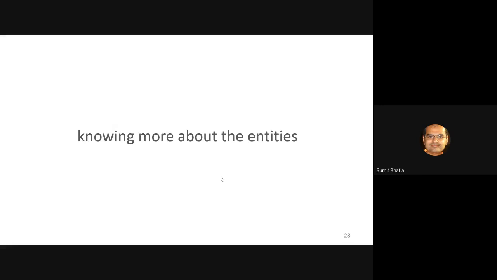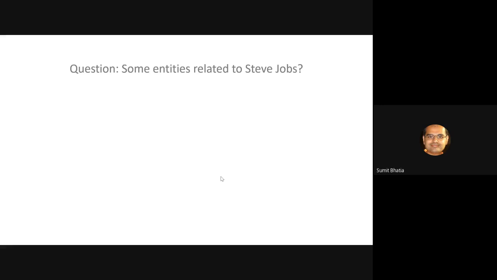So now, once we have done that, the next step is how do we find more information about the entities? Let's see what we mean by that. Let's say we figured out that the person was looking for Steve Jobs. Then the next question will be, what are some other entities related to Steve Jobs? This might be the follow-up question. Tell me more about Steve Jobs.